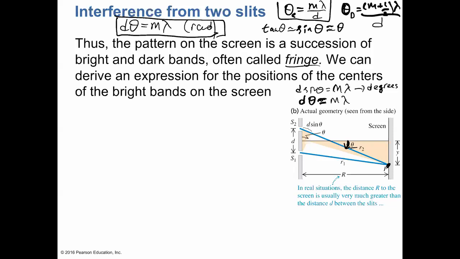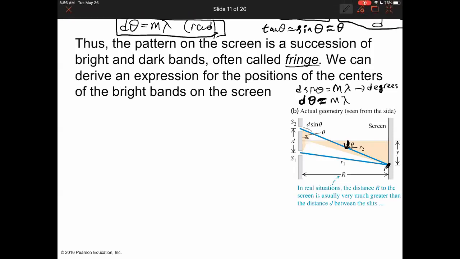All right, so one other thing we can do here is this. Let's say I don't want angular position. I want a linear position. That means I want to find this with respect to the central axis. How many centimeters or millimeters, usually not meters, is this point P here? That means calculate or measure this y position, the y distance.